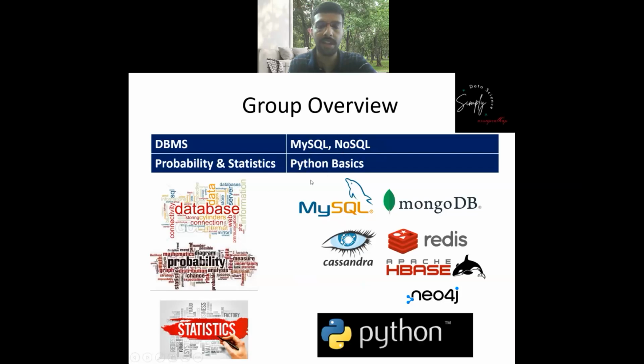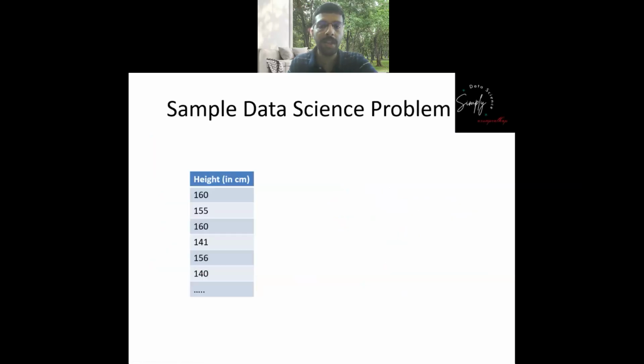So let's see a use case and how we can map these different technologies that we are seeing here to a sample data science problem. So basically, consider I have collected the data of all the people in the world, maybe 700 crore people. And I have collected the height information for all these people. So basically this consists of my data in this case.